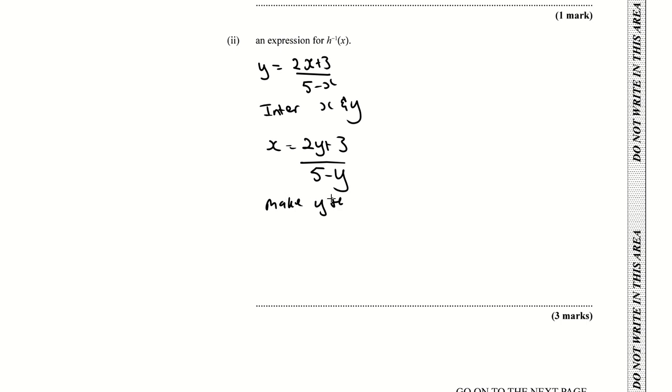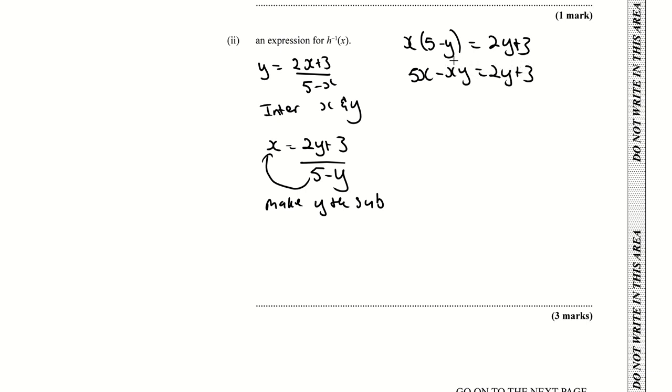Make y the subject. Now, because there are two sets of y's, at some point you're going to have to factorize, okay? So first you're going to carry across: divide by turns to multiply by. So that's x by 5 minus y is equal to 2y plus 3. So that's 5x minus xy is equal to 2y plus 3. I want to put all the y's on one side and all the other terms on the other side. So I'm going to carry this to this side. And do I want negative? No, I want y to be positive. So let's carry this to this side and this to this side.